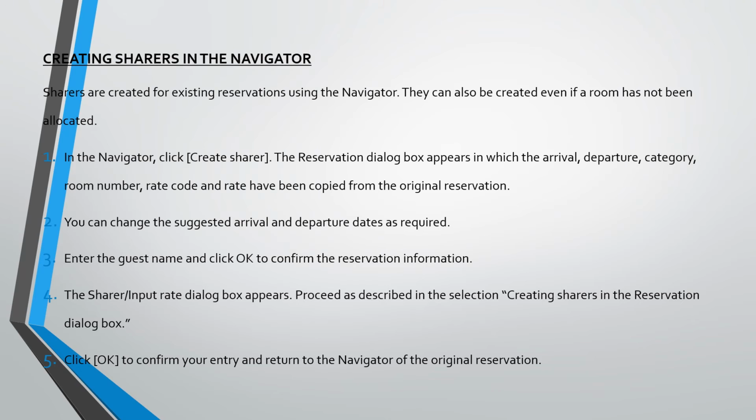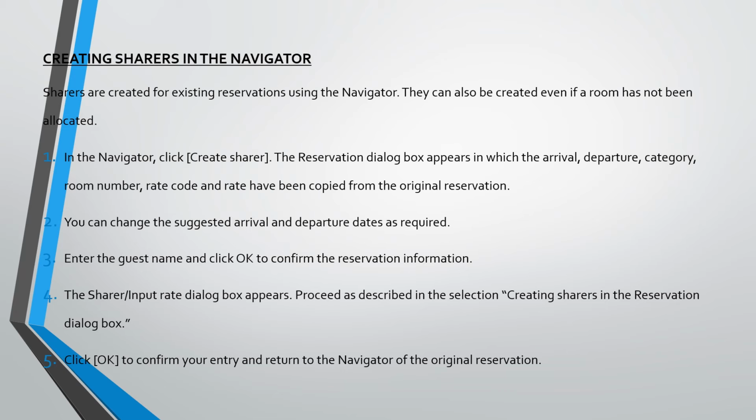Creating sharers in Navigator. Sharers are created for existing reservations using Navigator. They can also be created if a room has not been allocated. In the Navigator, click Create Sharer. The reservation dialog box appears, in which the arrival, departure, category, room number, rate code, and rate have been copied from the original reservation. You can change the suggested arrival and departure date as required.